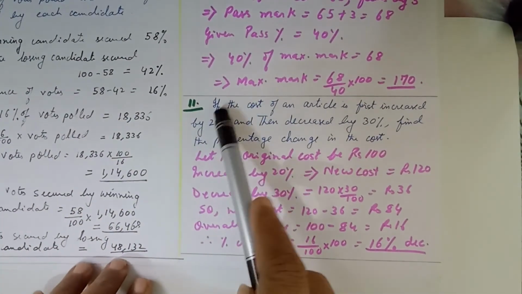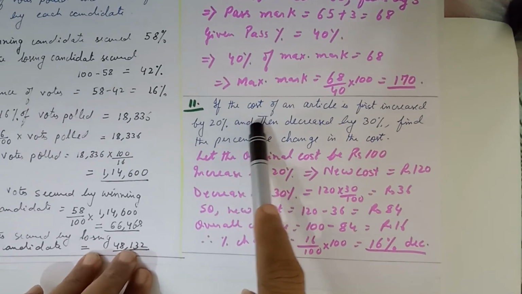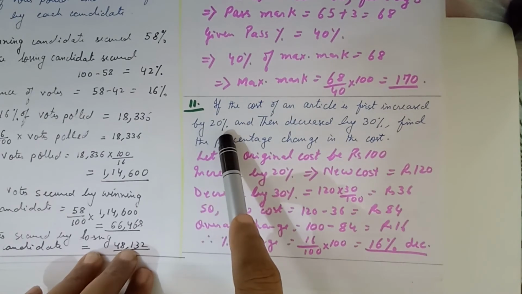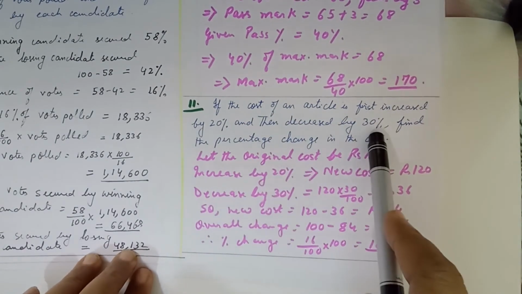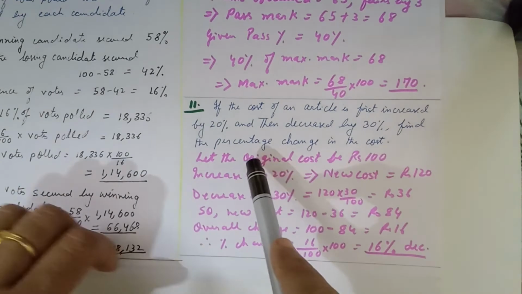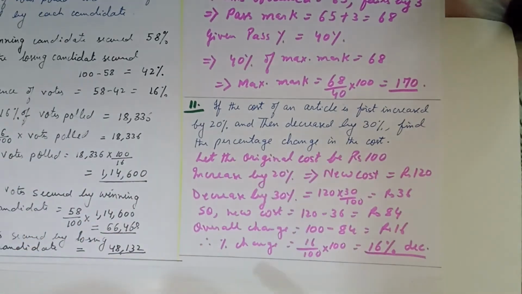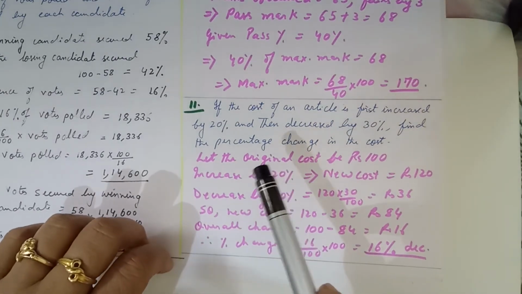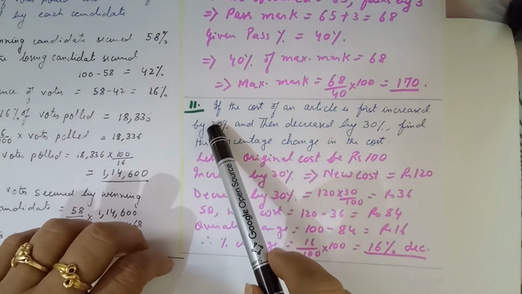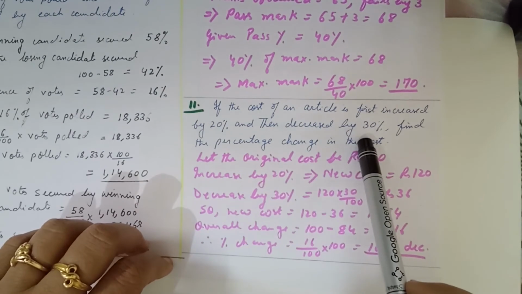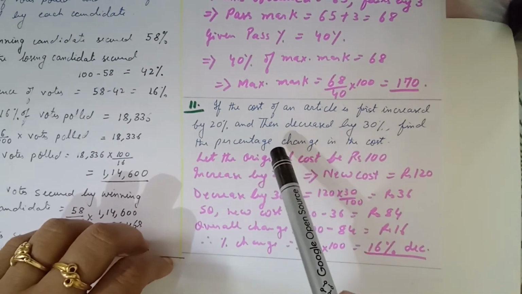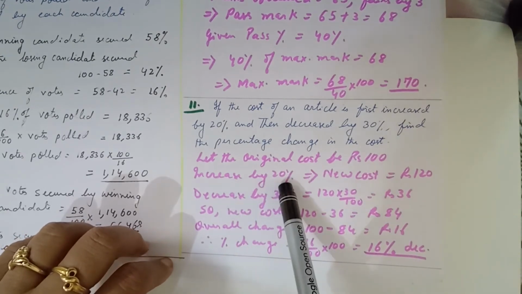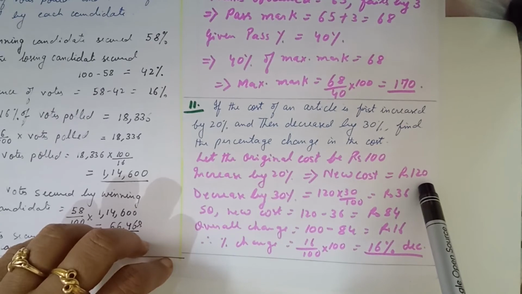Question number 11. If the cost of an article is first increased by 20% and then decreased by 30%, find the percentage change in the cost. That means initially whatever was the value, it was increased by 20%, then decreased by 30%. Now we need to understand the overall change. Let us assume that the original value is 100. So initially increased by 20%, the value definitely becomes 120.